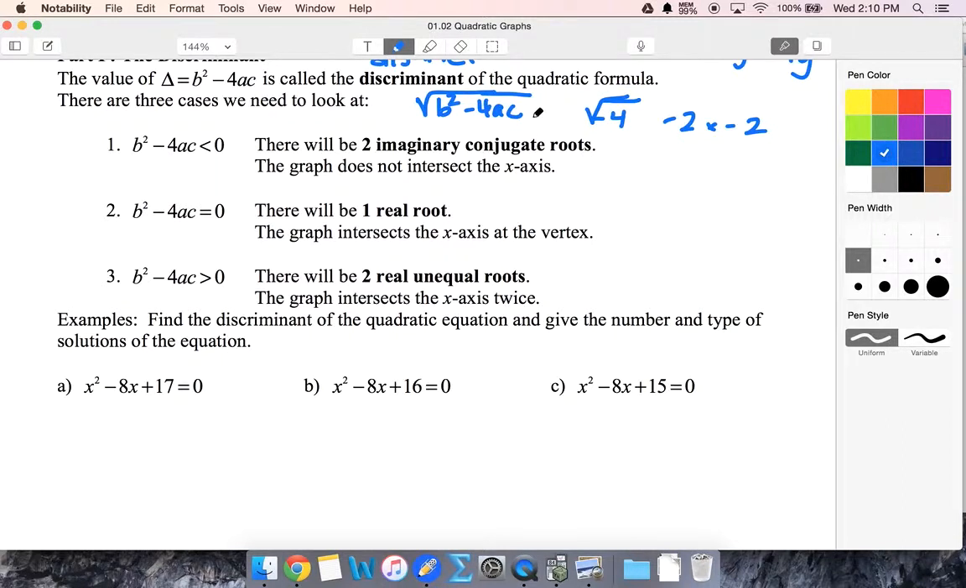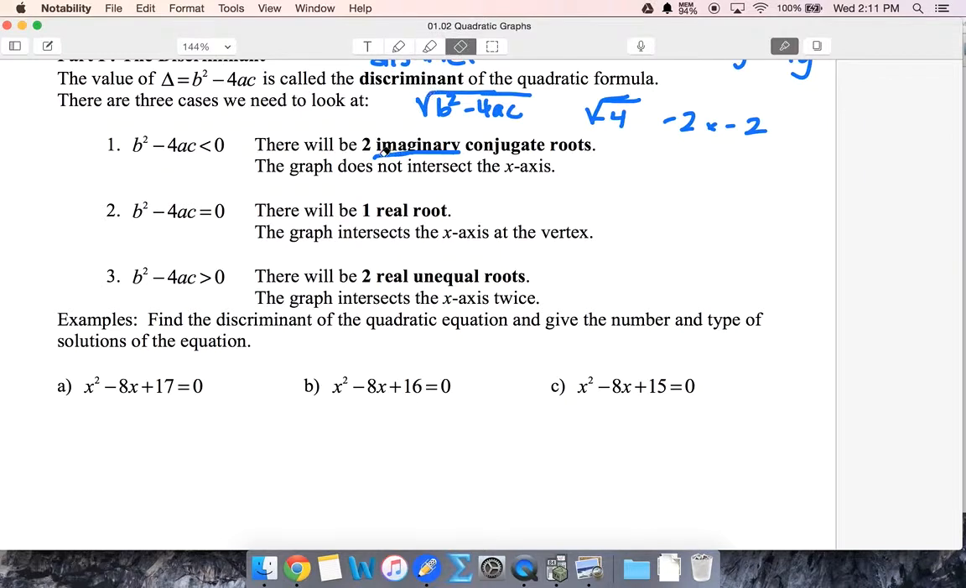So this helps tell us how many roots there are. If the b squared minus 4ac is negative, then I have no real roots. They're imaginary. I have no zeros. I do not cross the x-axis.